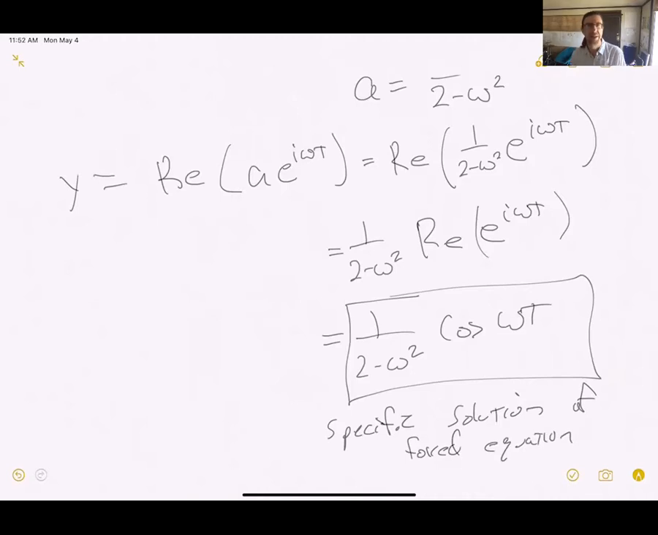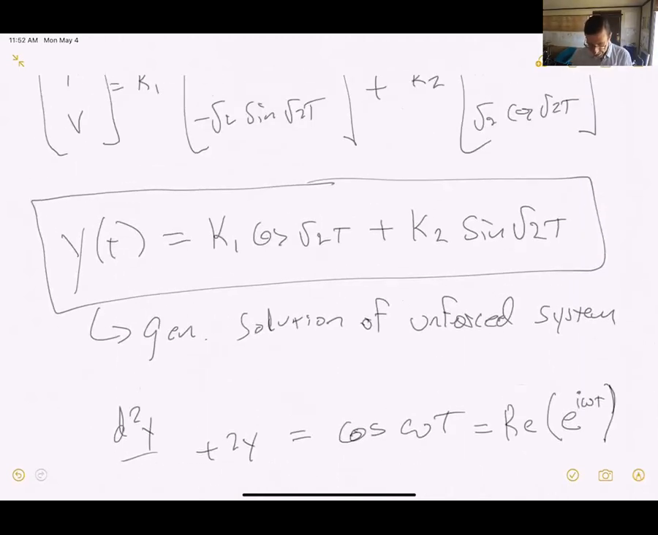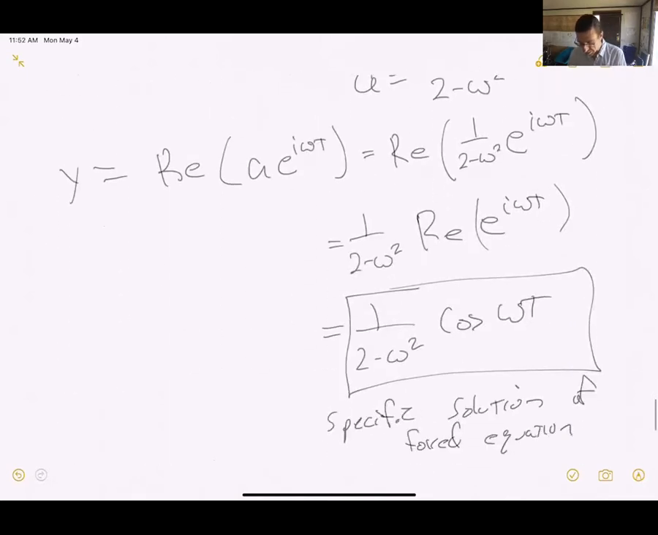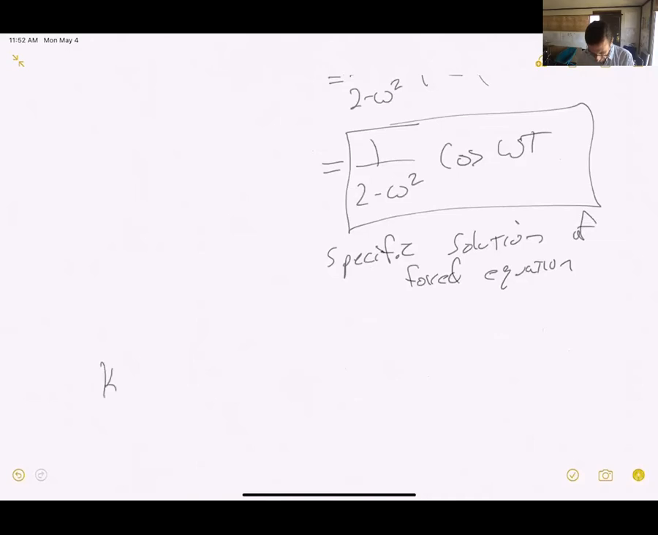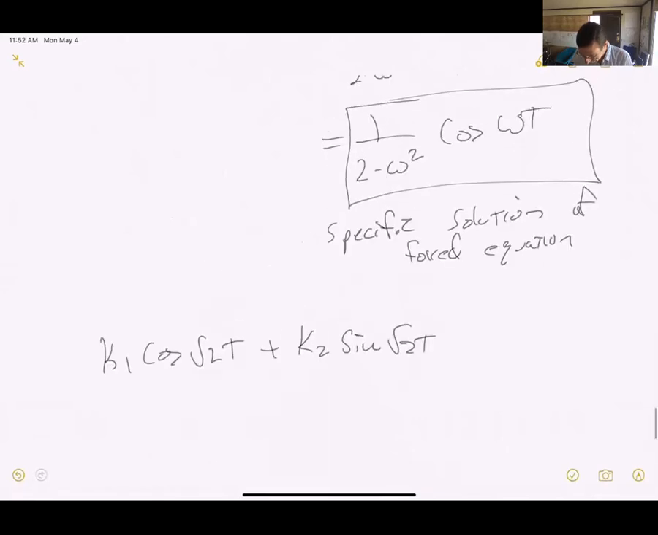Okay, so we have the general solution of the unforced equation way up here. And then a specific solution of the forced equation down here. That gives us the general solution of the forced equation, which is the sum of the two. So it's k1 times cosine root 2t plus k2 sine root 2t plus 1 over 2 minus omega squared cosine omega t.